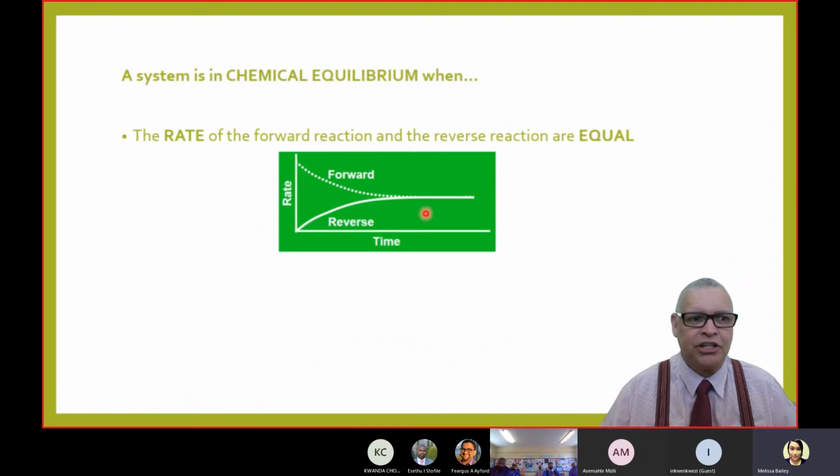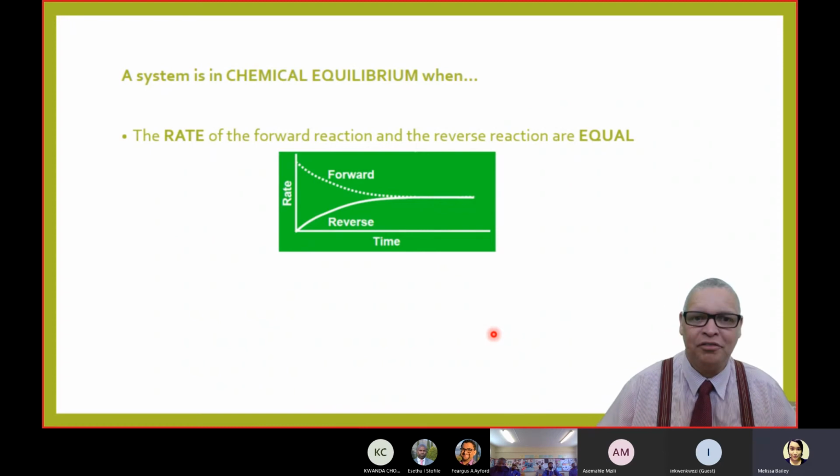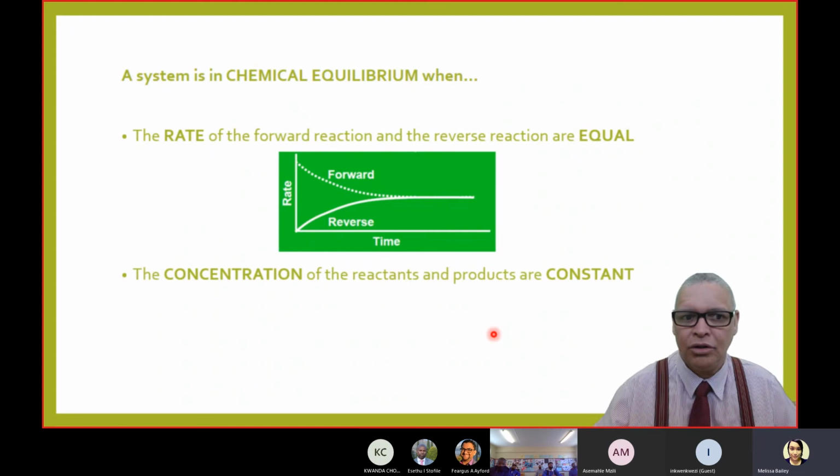What about the reverse reaction? Well, it starts from almost nothing and it comes up, up, and it meets that one there, and together here. So as it says here, the rate of the forward reaction and the reverse reaction are equal. For a system to experience chemical equilibrium, that is a very important point. The rate of the forward reaction must equal the rate of the reverse reaction. Also, the concentration of the reactants and the products should remain constant.